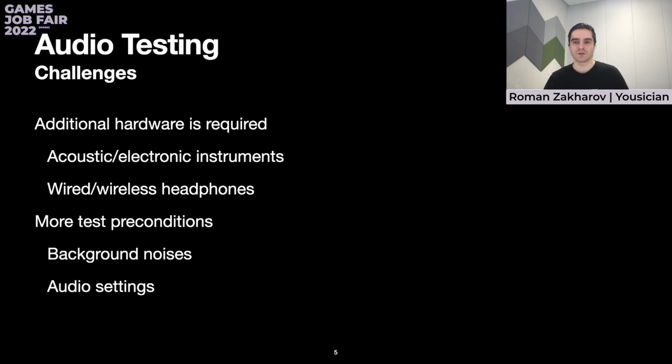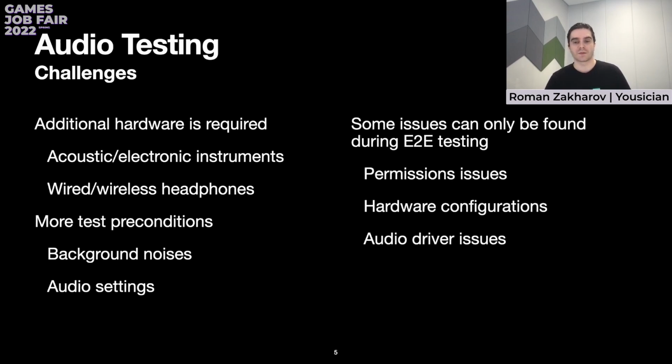Next, you have to keep in mind different test preconditions. There are different background noises we expect the app to ignore. Also, system audio settings make a huge impact. Finally, there are issues that can only be found during end-to-end testing. These specific issues include microphone permissions issues, hardware configurations incompatibility, and audio drivers issues.